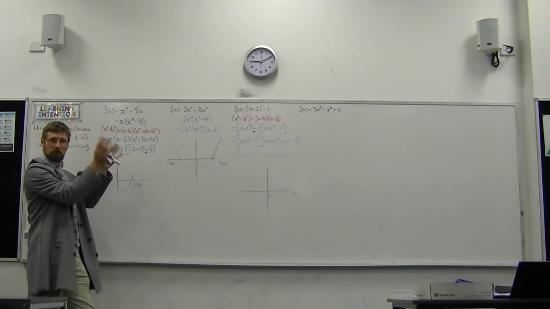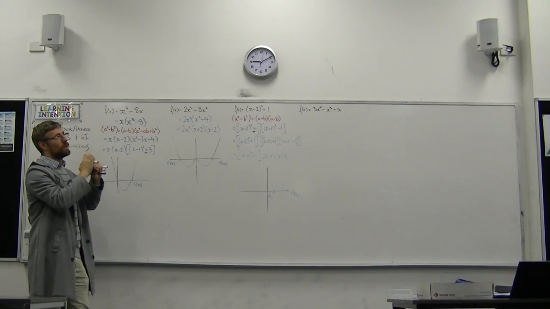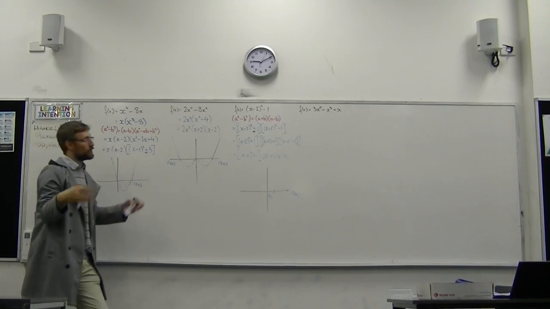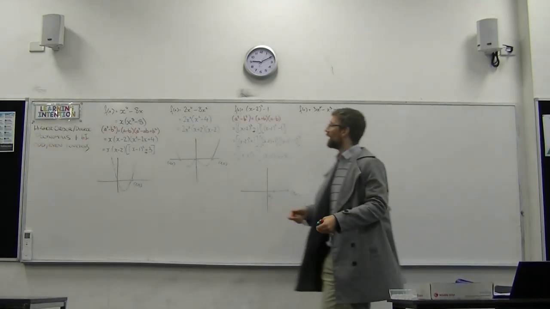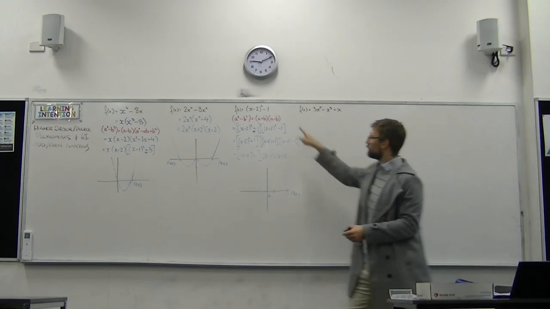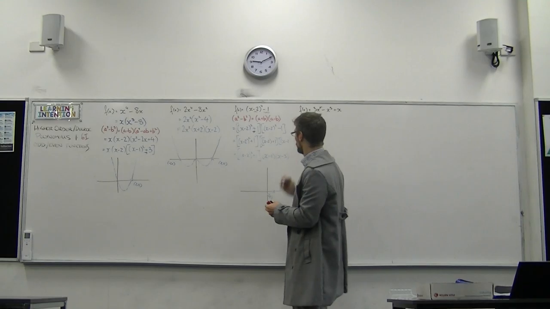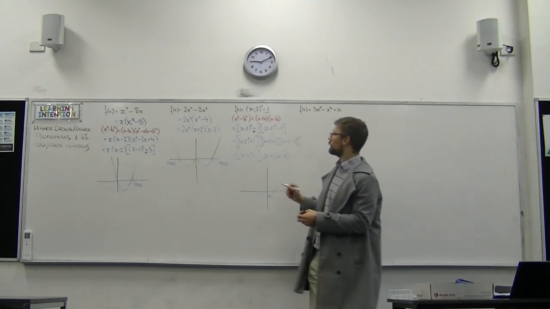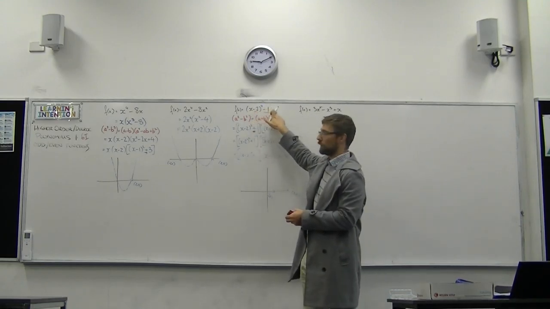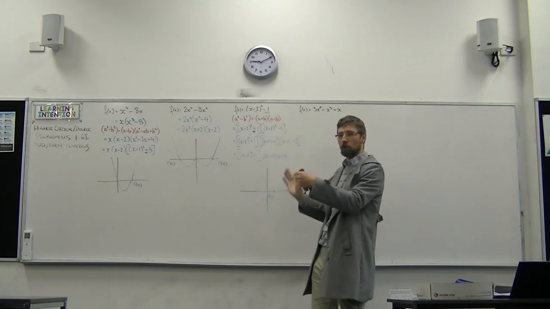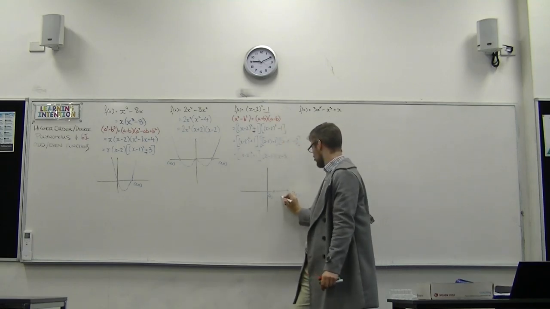It's got this special ability. It's got this property that whenever it's in this form, these guys tell us something. And that's the next point. So that would be 2, negative 1. Must be some kind of turning or inflection. Okay, 2, negative 1. Put that down there.